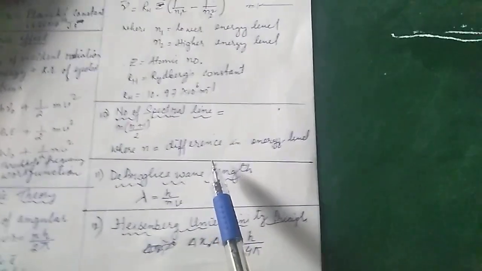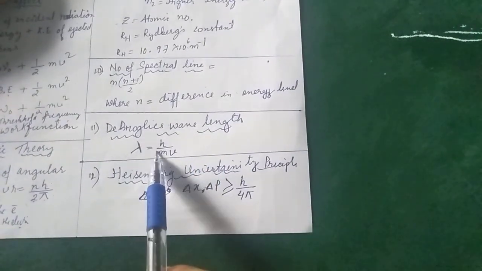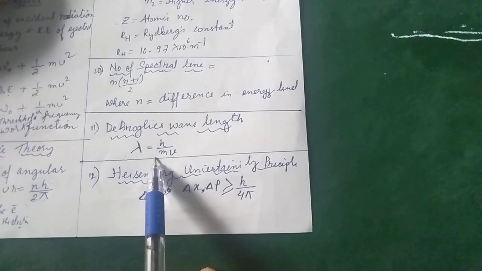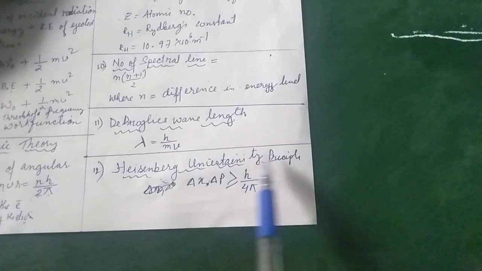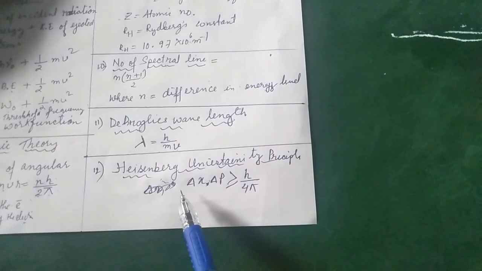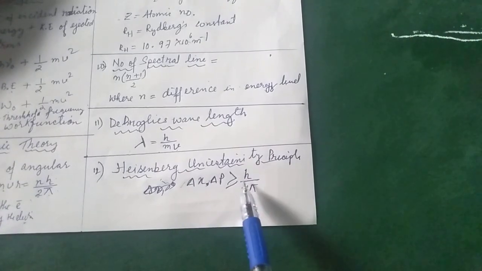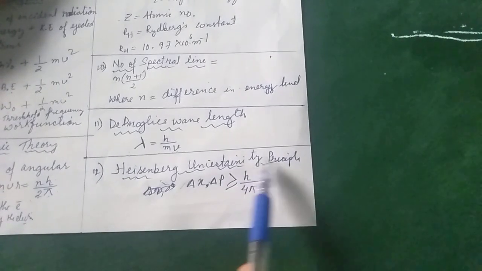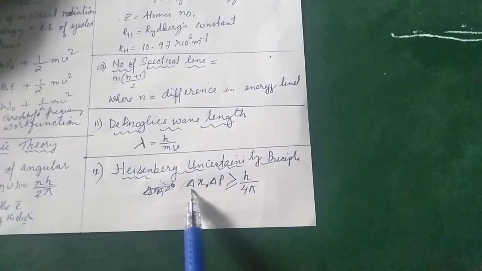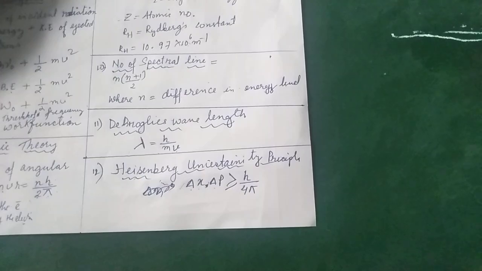Next, de Broglie wavelength. According to de Broglie, lambda is equal to h by mv, where m is the mass of the electron and v is the velocity of the electron. From the Heisenberg uncertainty principle, we have the formula delta x into delta p greater than or equal to h by 4 pi. So this is the formula of Heisenberg uncertainty principle. x is the position of the electron, and p is the momentum of the electron.